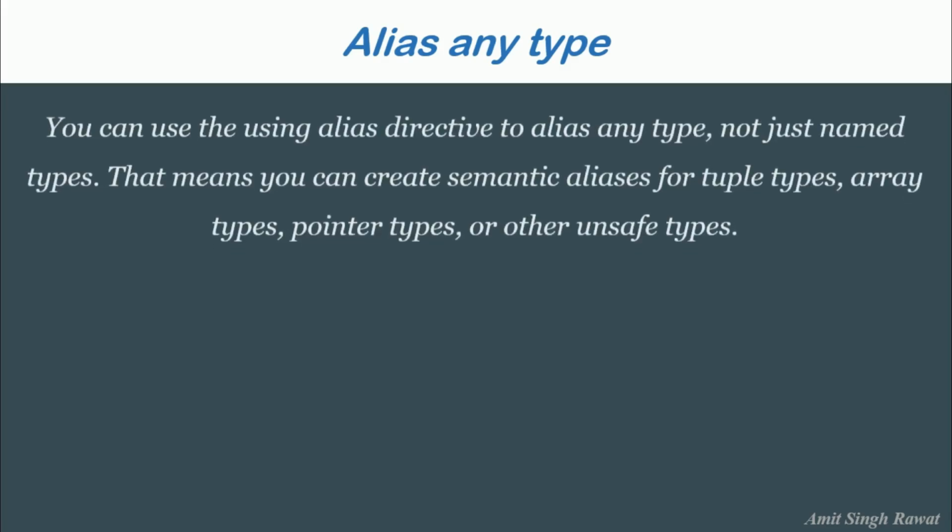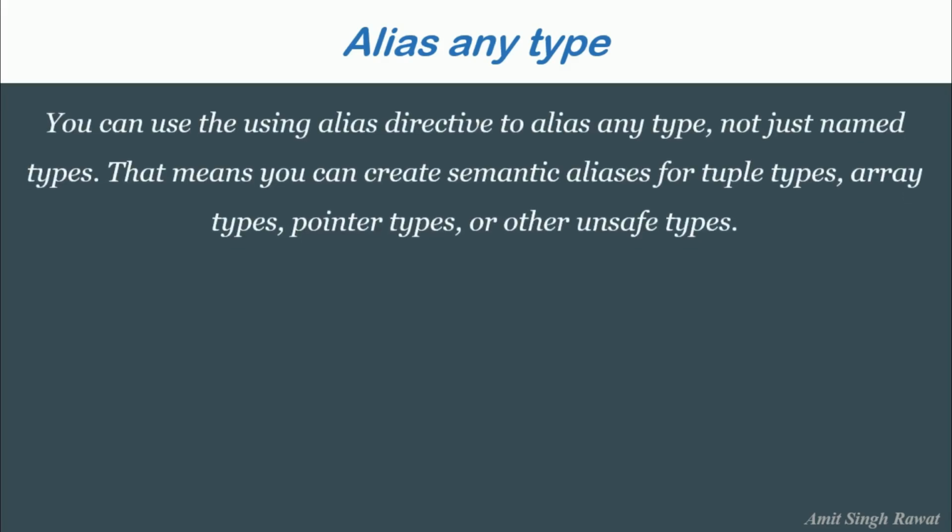So, as per Microsoft, you can use the using alias directive to alias any type, not just named types. That means you can create semantic aliases for tuple types, array types, pointer types, and other unsafe types. This feature supports most types with a single exception that we will discuss in this video.